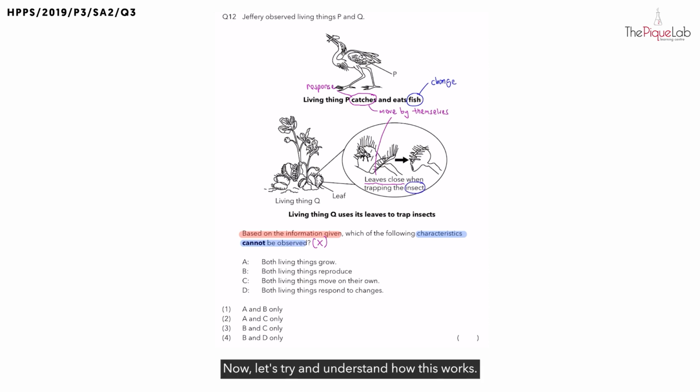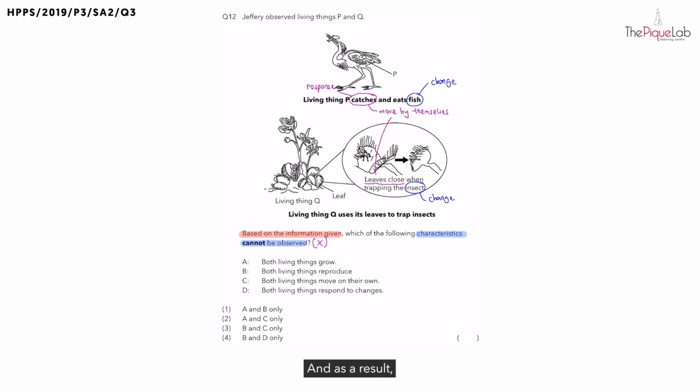Now let's try and understand how this works. Does anyone know what this plant is? This plant is known as the Venus flytrap. And how it works is that when the insect lands on the leaves, it will touch the trigger hairs on it. So once it touches the trigger hairs, the plant knows that there's an insect there, and in response, it will close the leaves. So in short, when the insect lands on the Venus flytrap, the insect itself is going to be the change it detects in its environment.